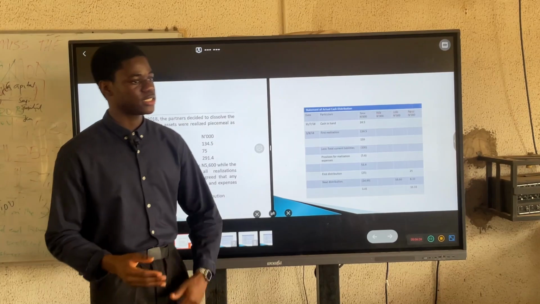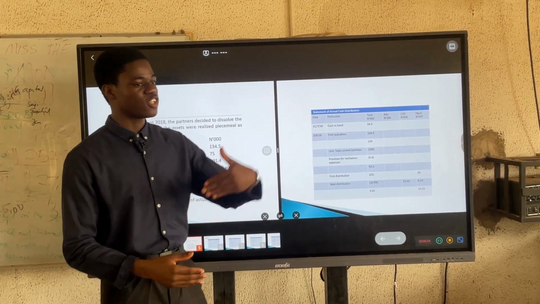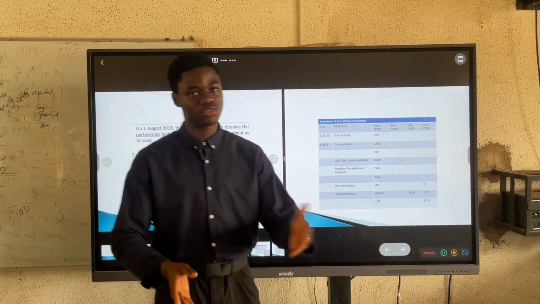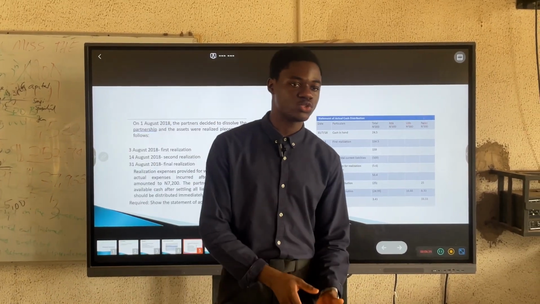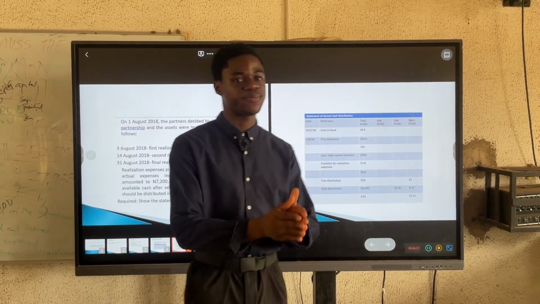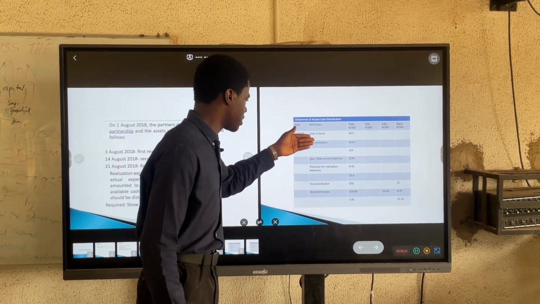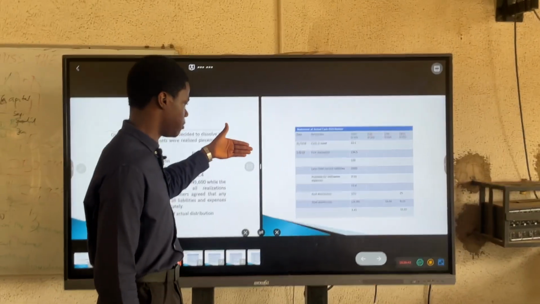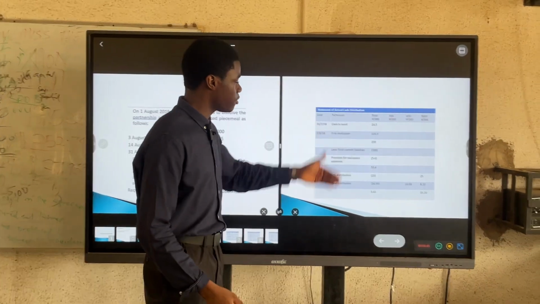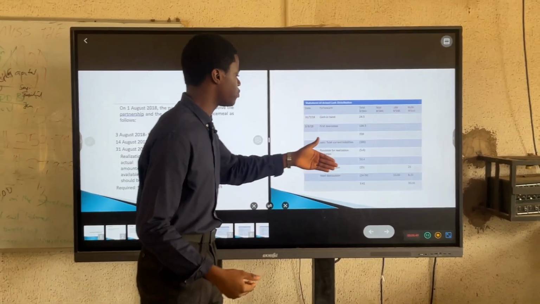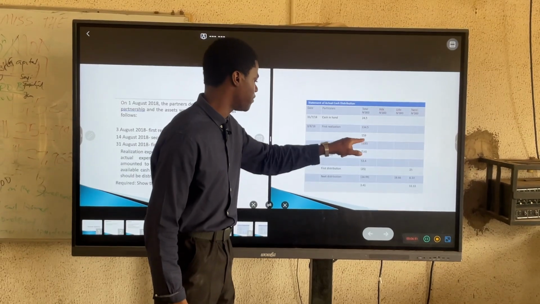And they said that in surplus capital, once you realize and then you pay your liabilities, then you can distribute. You cannot distribute until you have paid your external debts. That's the principle of surplus capital. Do you get? So this was the cash that he had in the business before the realization took place, and then they received another cash for their first realization, and the total gives us 159.